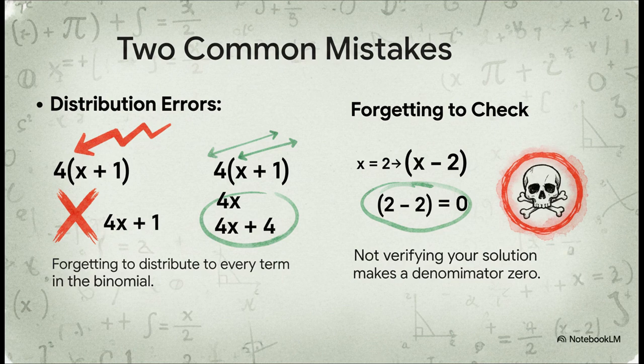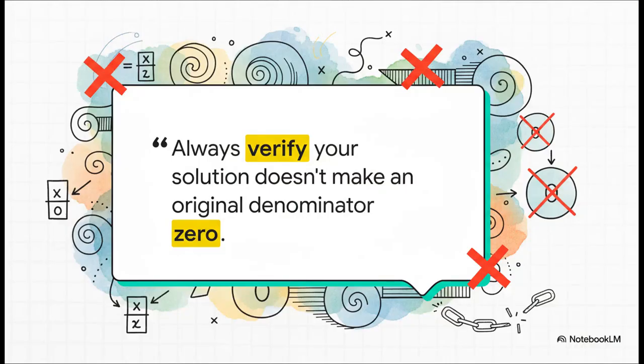Second, and this one is huge, is forgetting to check your answer. You have to make sure your solution doesn't make one of the original denominators equal to 0. Seriously, this is non-negotiable. It's the golden rule for any rational equation. Remember, you can't divide by 0. It's mathematically impossible. It's undefined. So any solution you find that would cause that to happen isn't a real solution. You've always got to plug your answer back into the original equation. If a denominator becomes 0, that answer is what we call an extraneous solution. It looks right, but it's a fake, and you have to throw it out.